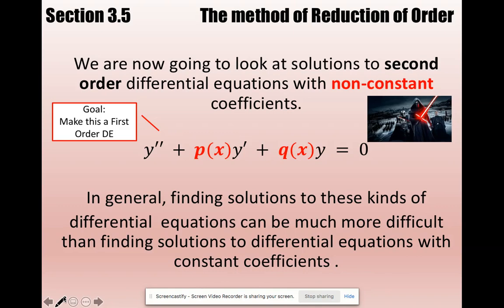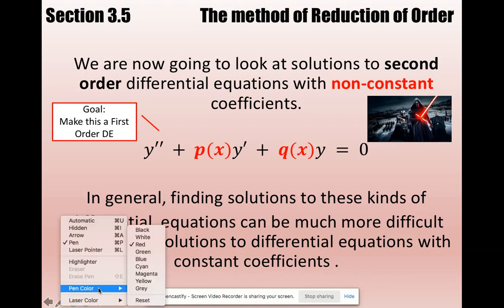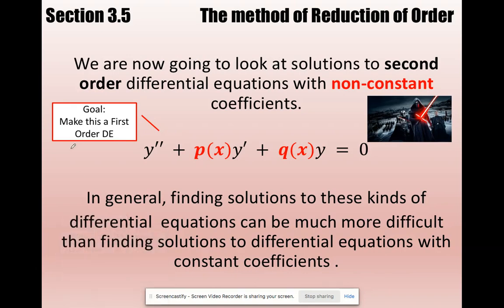My goal is to take this second order differential equation and manipulate it into looking like a first order. Now remember, a first order differential equation looked like this: y prime plus p of x or p of t, y is equal to 0, right? You had a y prime and a y itself. Here I have a y double prime, a y prime, and a y. I need to manipulate this equation so that I only have 2 terms. That's my goal.